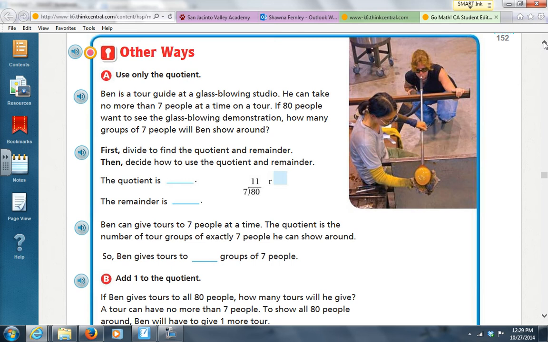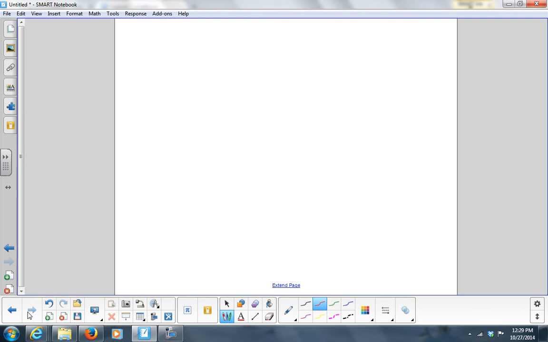Okay. So first thing I'm going to do is I've got a total of 80 people. He can only fit 7 in the tour bus at a time. So I'm going to divide 80 by 7, which is going to give me 11. But I'm going to have a remainder of something. So let's check it out. So I have 80 divided by 7.